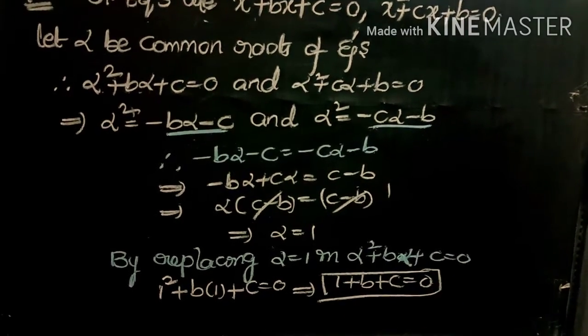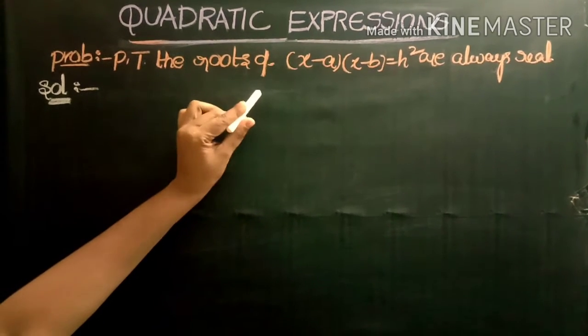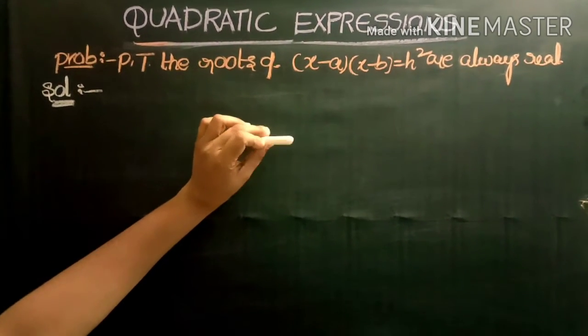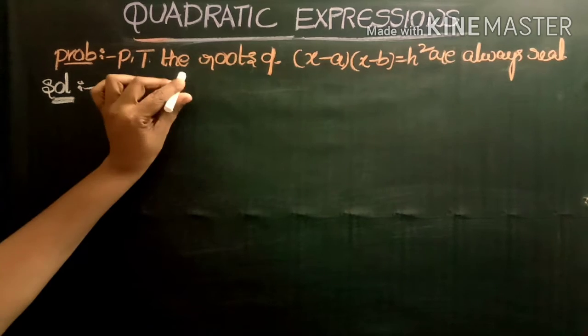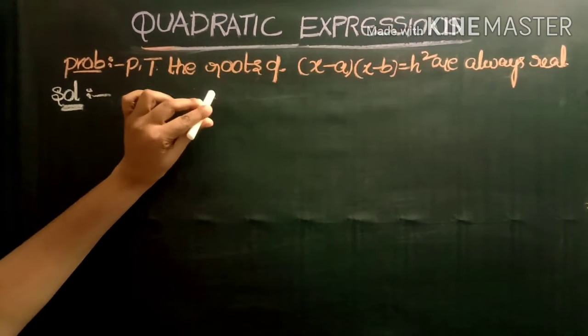That's all. Next problem: prove that the roots of the equation (x minus a) into (x minus b) is equal to h square are always real. So prove that the roots of the equation are always real.